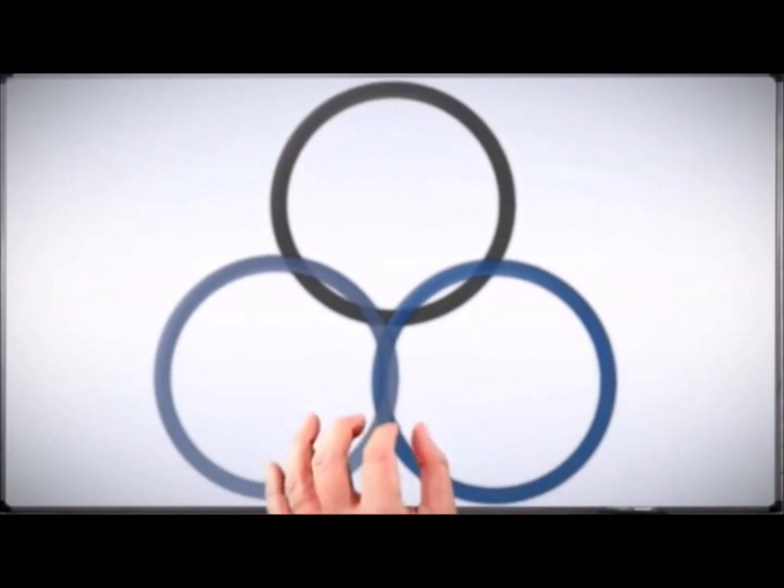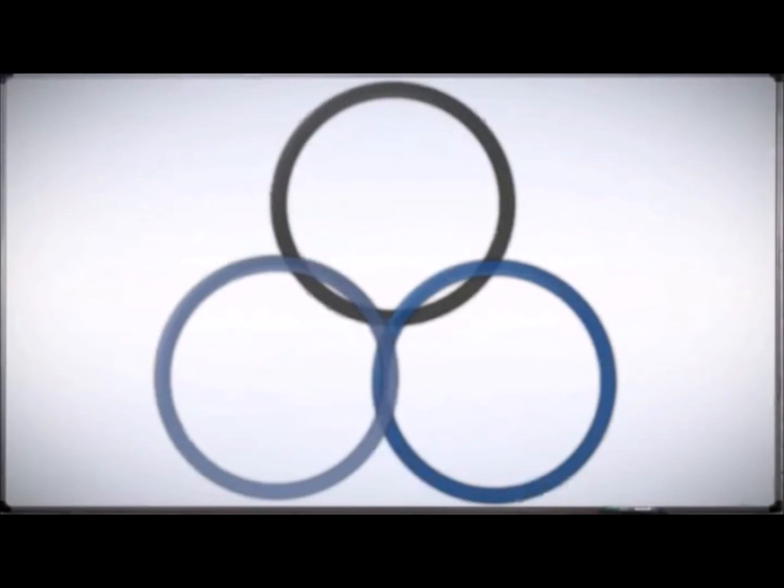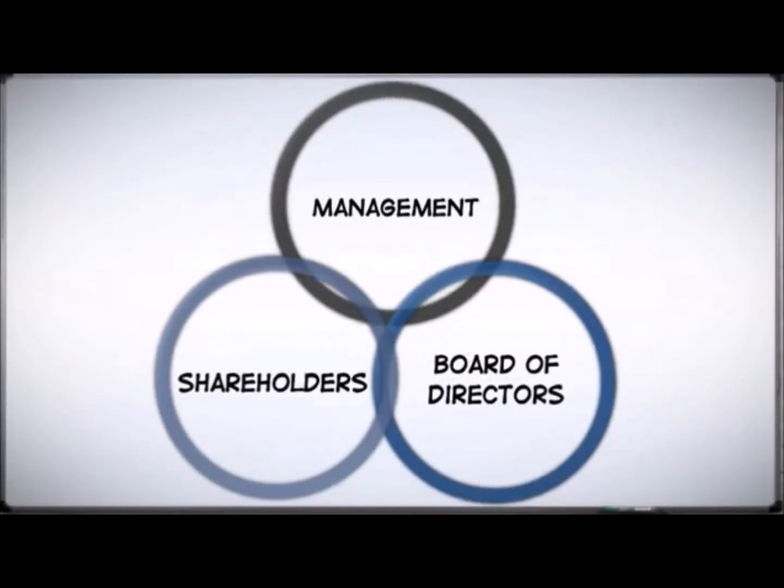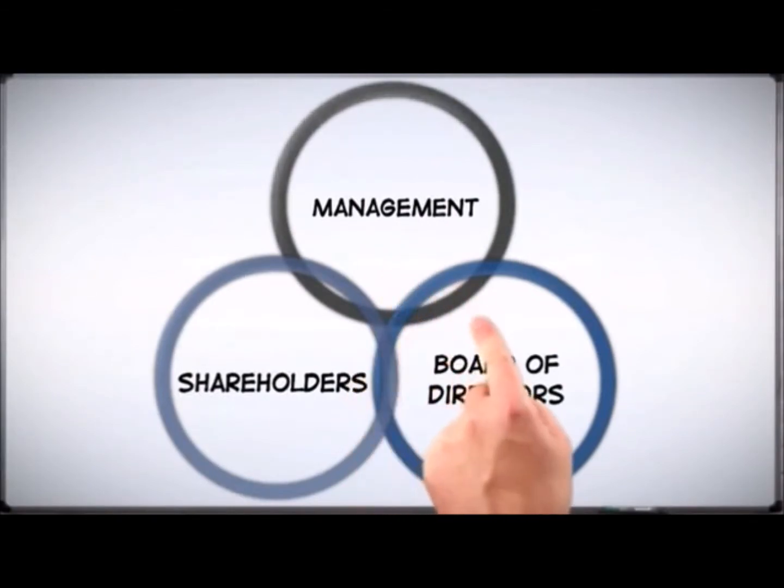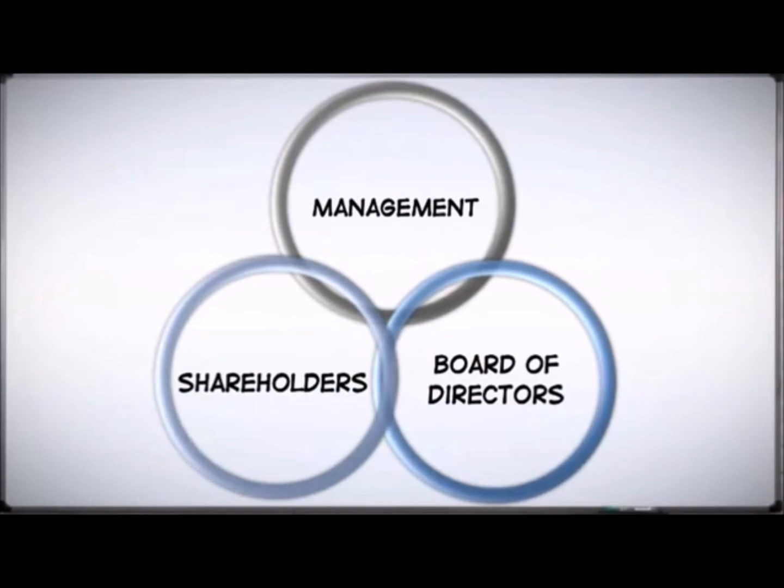In fact, there are 3 principal groups that govern corporations. They are the management, board of directors, and shareholders. Now, the relationship and responsibilities of these 3 groups are defined primarily by state law and a corporation's own charter and bylaws. That means each corporation is a little different, but all have government oversight.